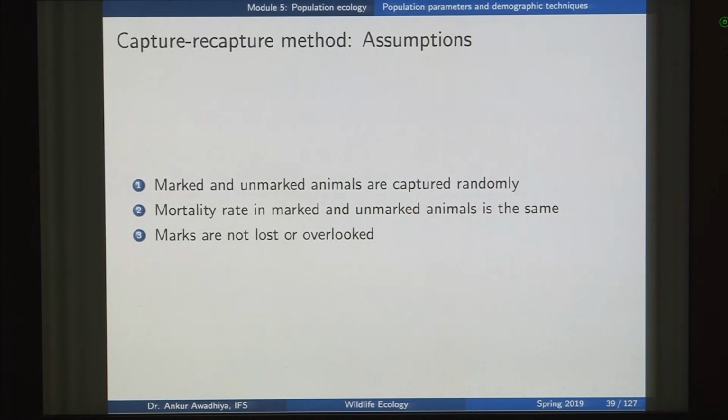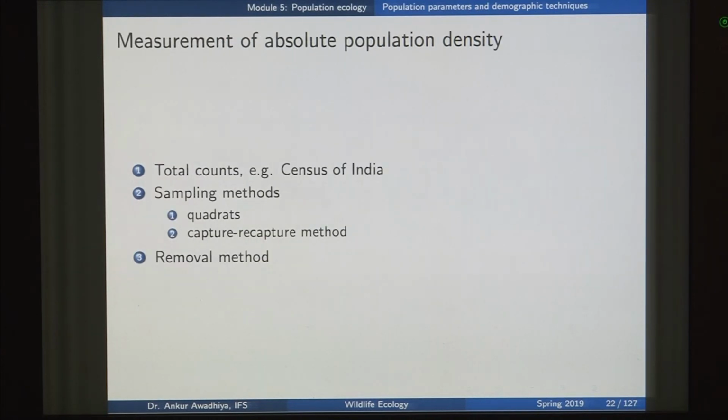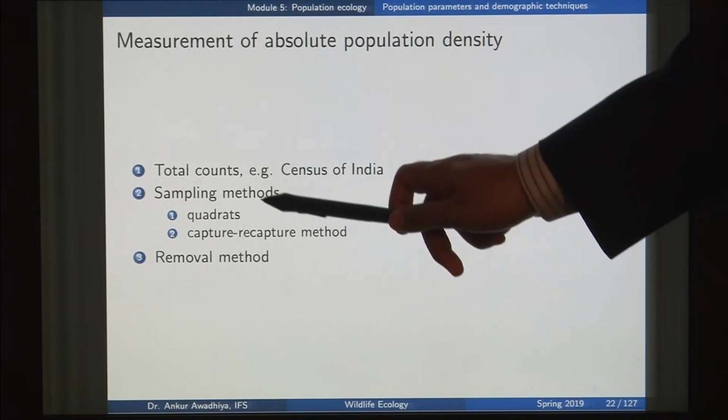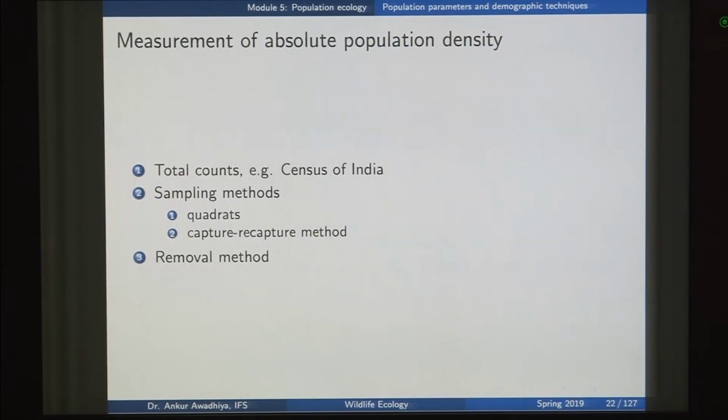So there is this assumption that mortality rate in marked and unmarked animals is the same, and then marks are not lost or overlooked. So it should not happen that you colored your fishes in a dye, that when you put it back then all of these dyes got mixed with water and the fishes lost their marks. Because in that case you will not be able to make a correct estimate. So that was the second sampling method. So we have these two sampling methods, Quadrats and Capture-recapture method.